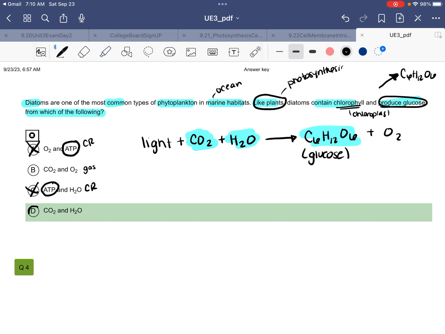So just based on what your reactants are and how your reactants help you make your products, your best answer was D, because the reactants of carbon dioxide, water, and light help you produce glucose and oxygen gas.